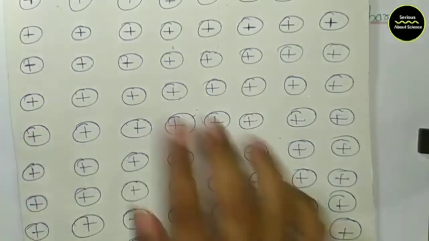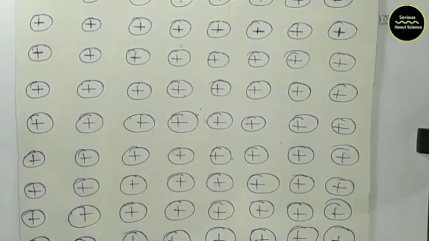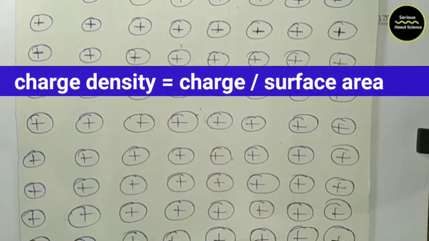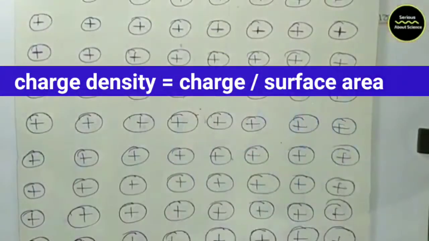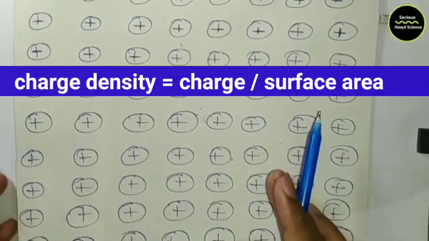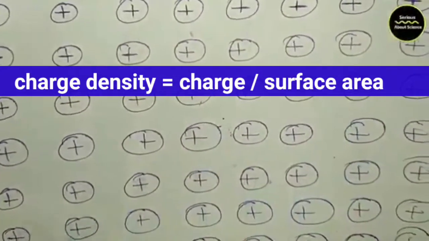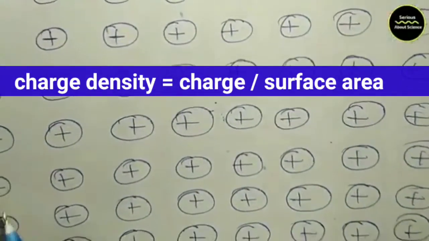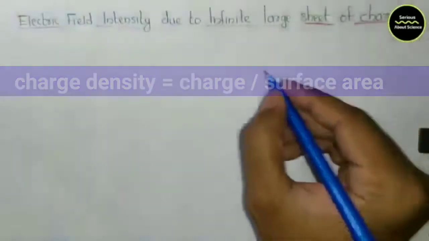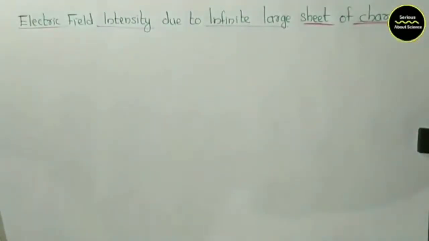The charge gets uniformly distributed on it like this, and so the surface charge density sigma will be equal to charge by surface area, that is sigma equals q by s, which implies the charge value will be equal to surface charge density into surface area, that is q will be equal to sigma s. That is how we are going to find out the electric field intensity.